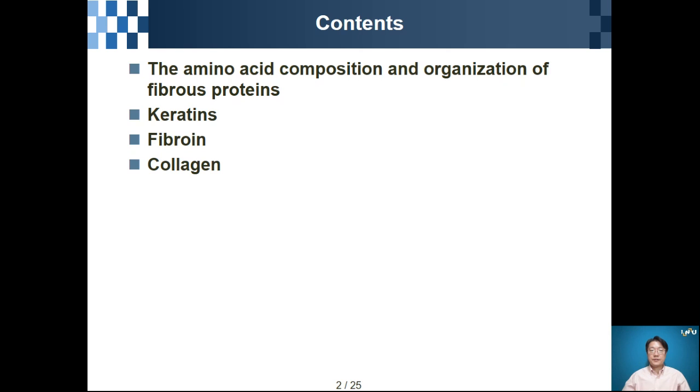Today we learned the amino acid composition and organization of fibrous proteins. We also learned especially about keratin, fibroin and collagen. Okay, so today we will finish the class.